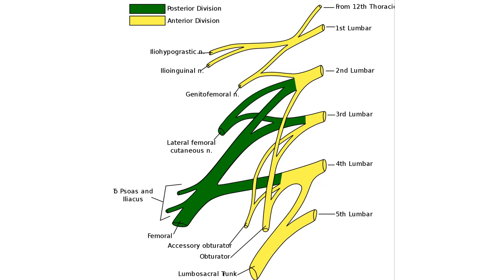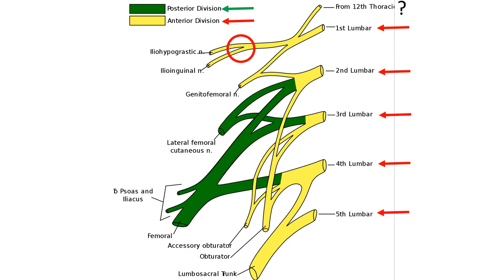This is a diagram of the lumbar plexus with its branches and its one anterior and one posterior divisions of the primary rami. First lumbar, second, third, fourth, and fifth. The 12th thoracic nerve, the subcostal, may take share in the plexus sometimes. The yellow branches are the anterior divisions and the green branches are the posterior divisions.